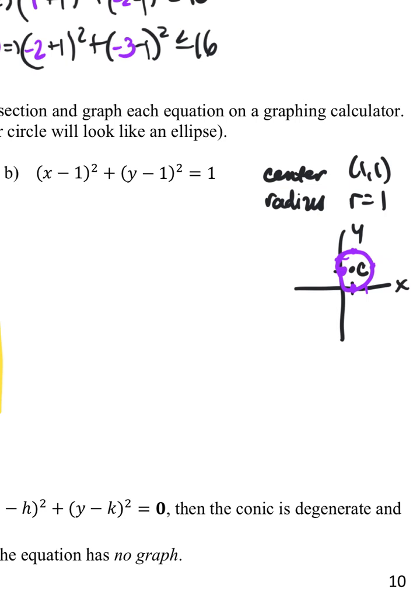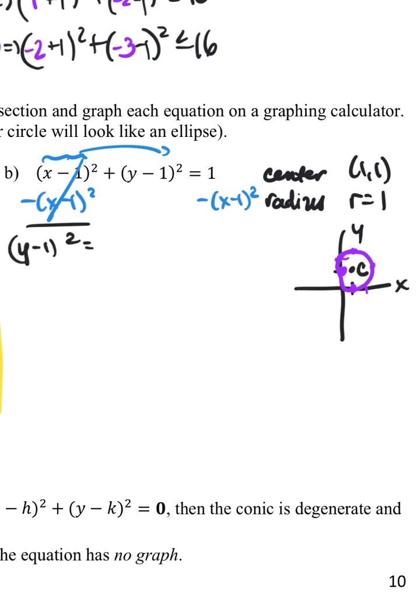I'm isolating the y. Okay, so you bring the x to the other side. Are you subtracting? I have to move this whole term to the other side. Yes, I have to subtract that entire quantity from each side. So that sums to 0, leaving me y minus 1 quantity squared equals 1 minus x minus 1 quantity squared.